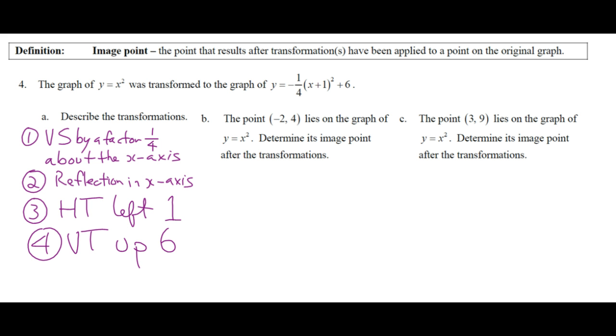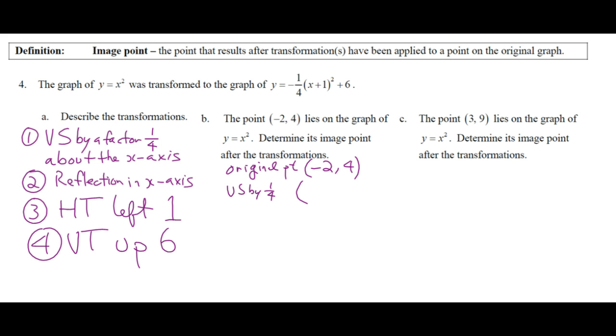Now, it says the point -2, 4 lies on the graph of y equals x squared. Determine its image point after the transformations. Okay, so let's say we start. Here's the original point. The original point is -2, 4. So I'm going to copy that down. Now I'm going to apply these one at a time. I'm going to do a vertical stretch by a factor of 1/4. So VS by 1/4. So what's the new point?